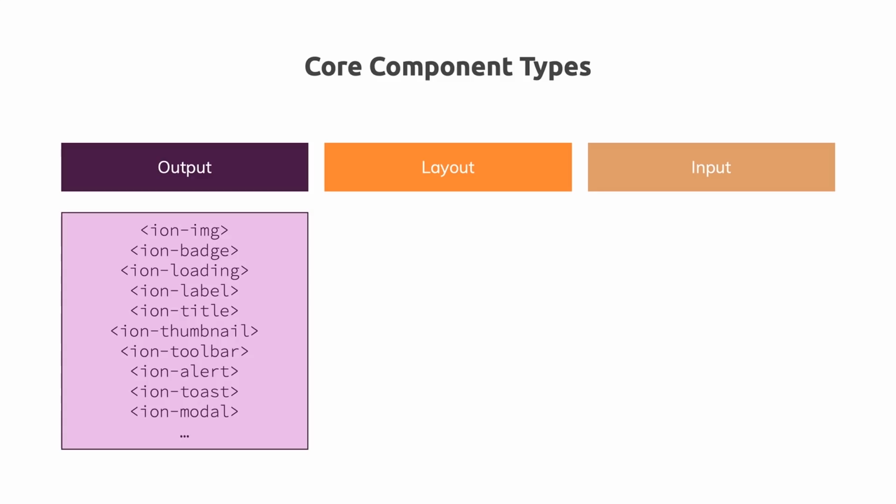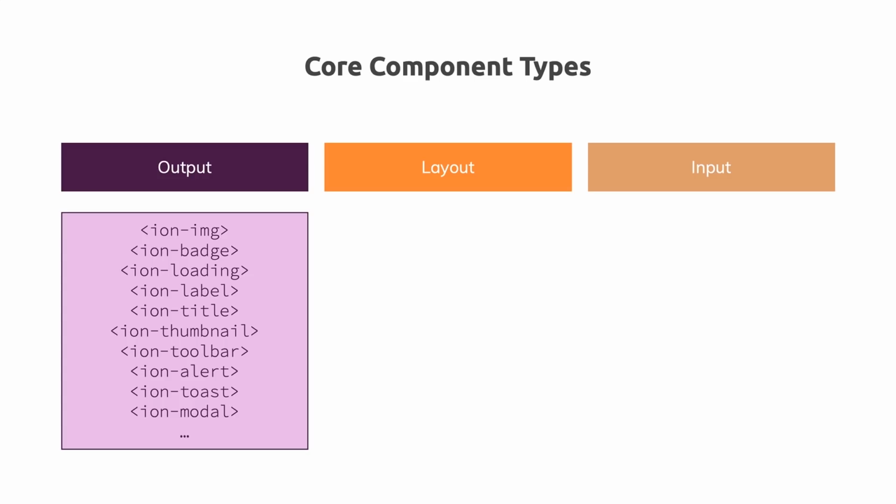Output components would be things like Ion Image, Ion Badge, Ion Label, Ion Title, Ion Toolbar, Ion Alert. So basically components that mostly display things. Now obviously in that list there are some things like Ion Alert where the user can also press a button and interact with it. So of course this component kind of does both, but generally these components are mostly focused on getting something onto the screen which we want to display to the user.